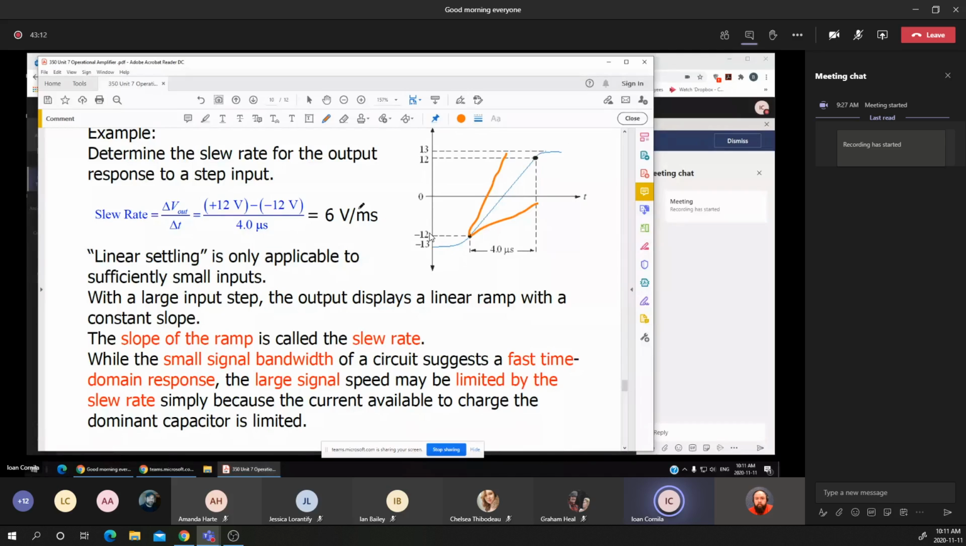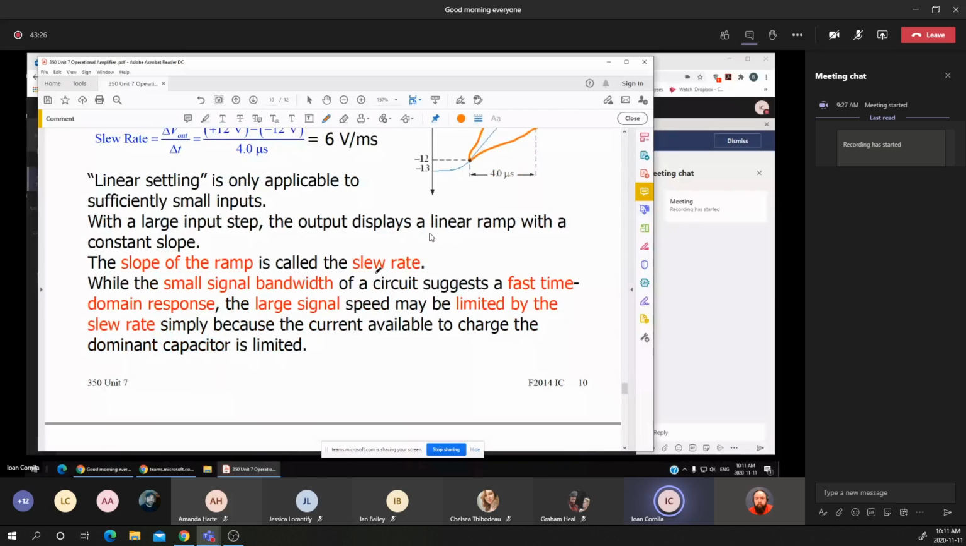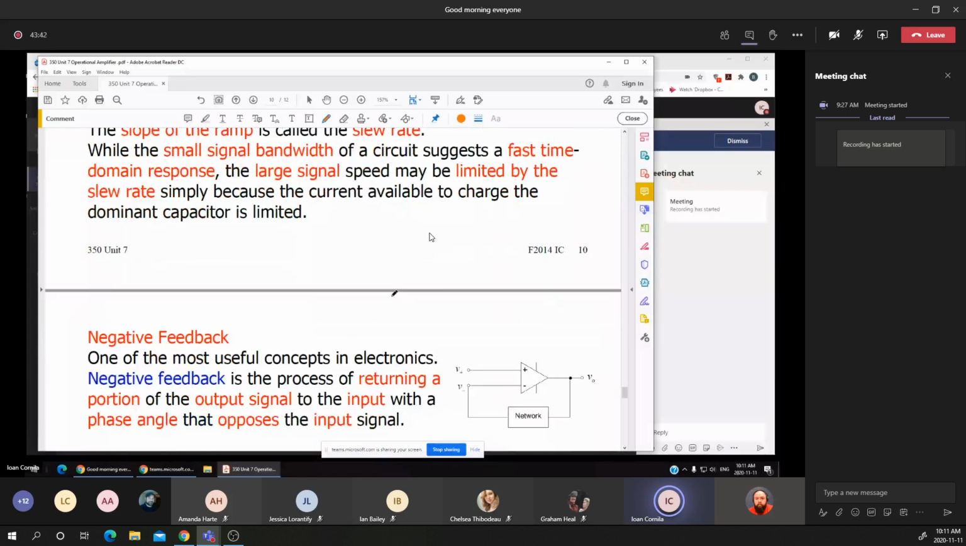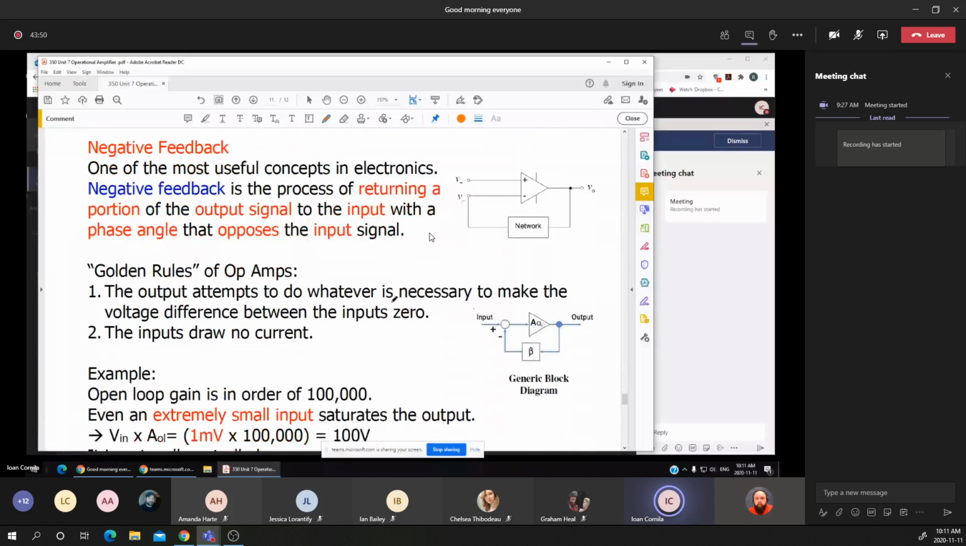Pay attention, I'm converting the microseconds into milliseconds, because if I keep it in microseconds, it will be a very large number. And that's why it's 6 volts per microsecond. Again, it will define the domain response, means that the response in time for a step up or a step down or a square wave signal that is applied on the input.